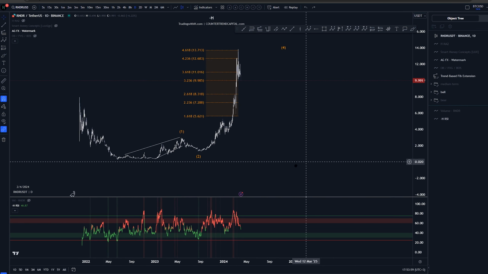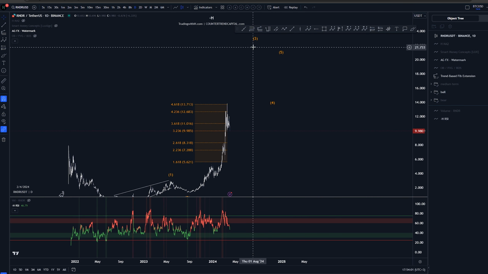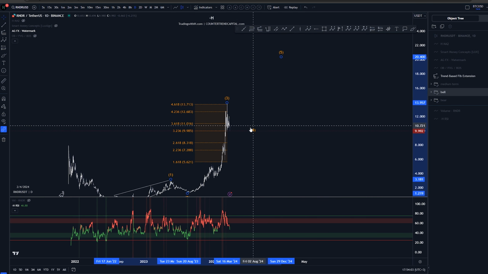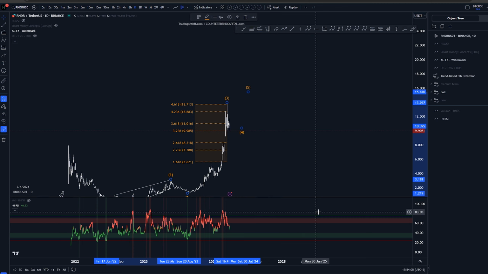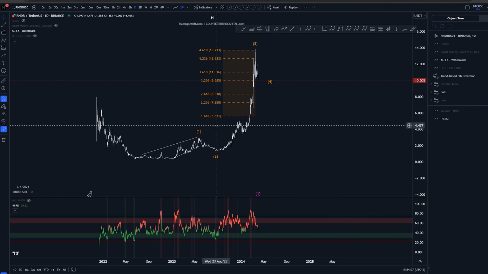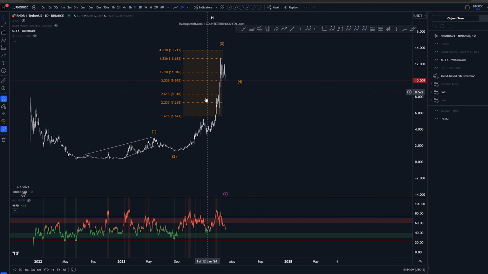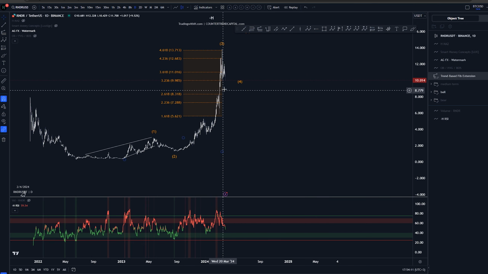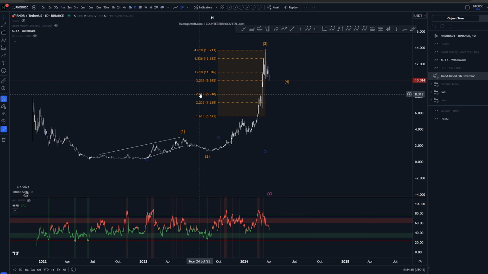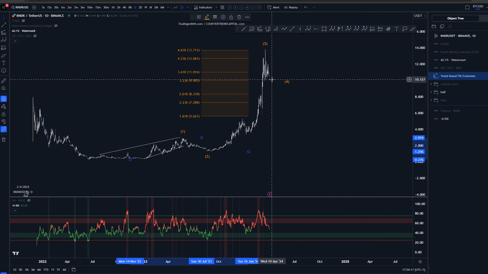Now, it is possible that that third wave is now done. We're looking for a wave 4 of some sort, and then looking for a fifth wave. Now we need to determine and look into the smaller degrees inside of this third wave to see if this is done or close to being done. So let's do that next.